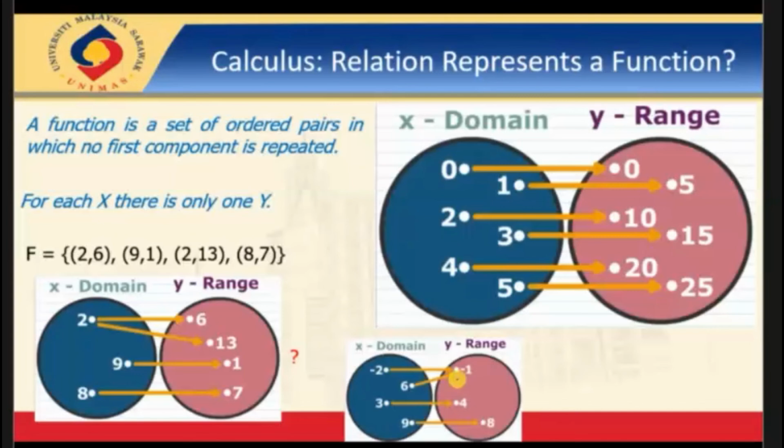Yeah, very good, very good. The first component is not repeated. Don't think about the second component. The second component may be the same, but you see, the definition on the same slide: a function is a set of ordered pairs in which no first component is repeated. So in the blue circle, there is no repeated number: negative 2, 6, 3, 9. Just look at the domain only.